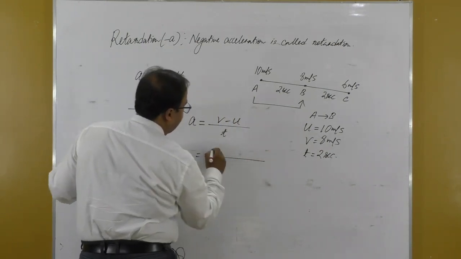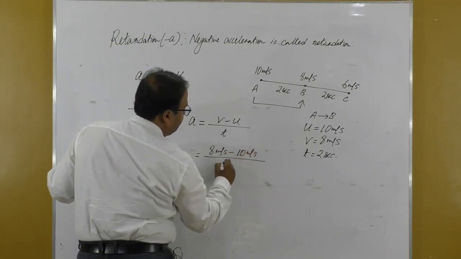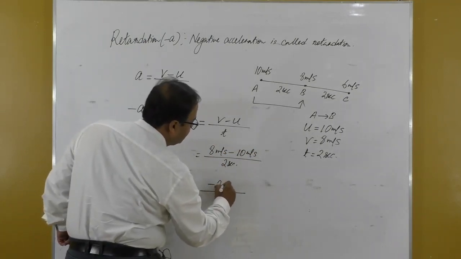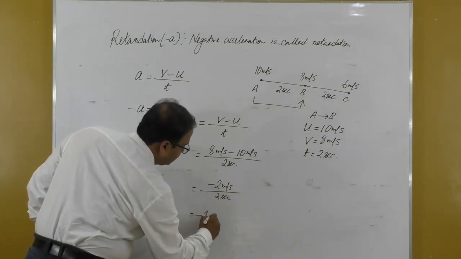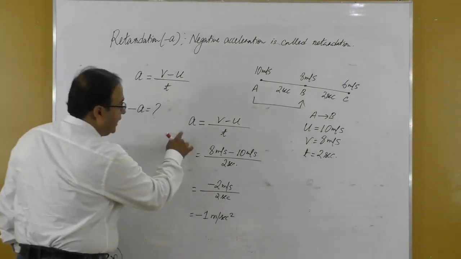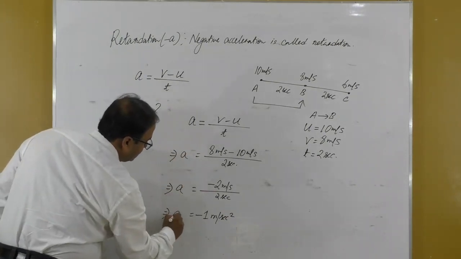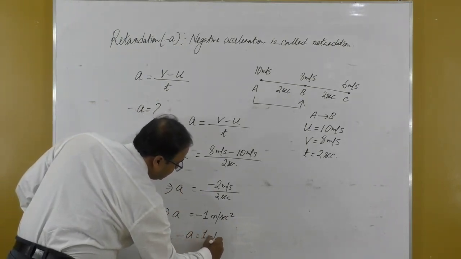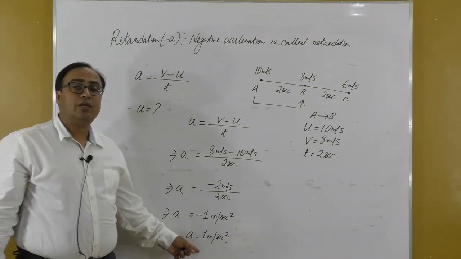What is the value of v? 8 meter per second. u is 10 meter per second, time is 2 seconds. So it is minus 2 meter per second by 2 seconds, and you will get minus 1, and the unit is the same, meter per second square. So you are getting a as minus 1 meter per second square. Therefore minus a is equal to 1 meter per second square. So if I ask you what is retardation, in this case the answer is 1 meter per second square.